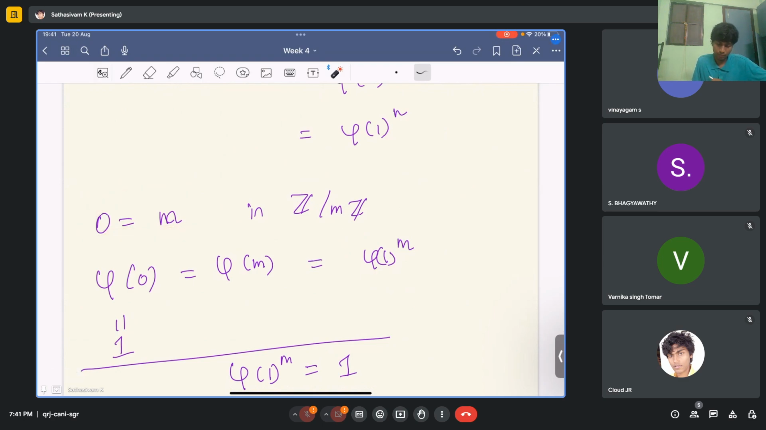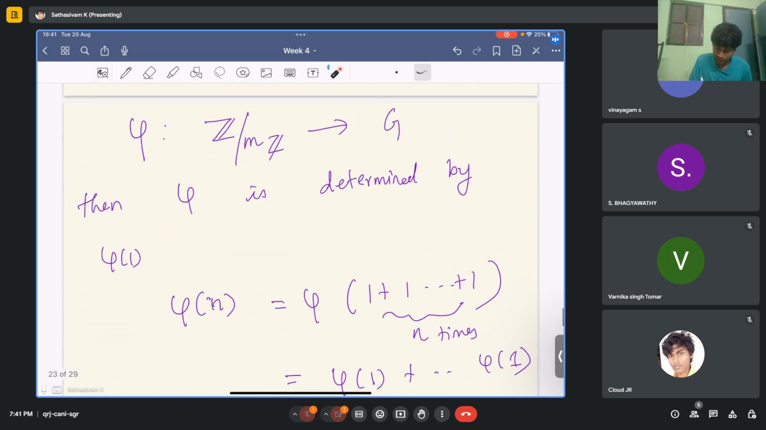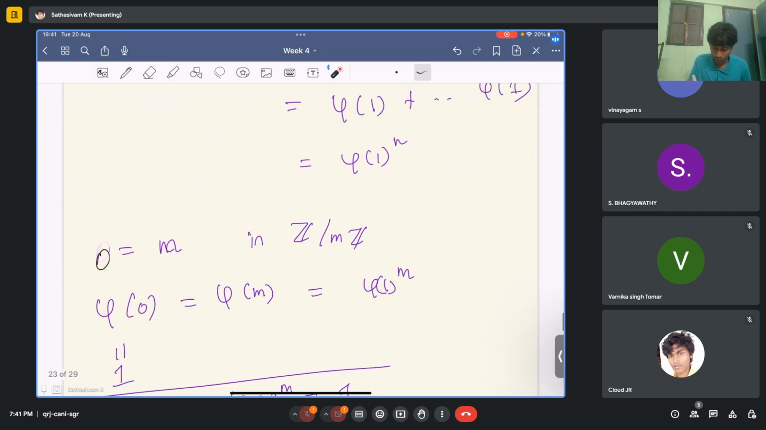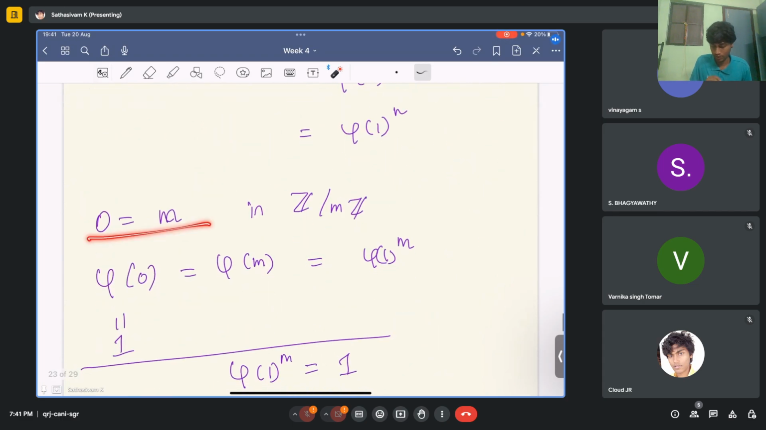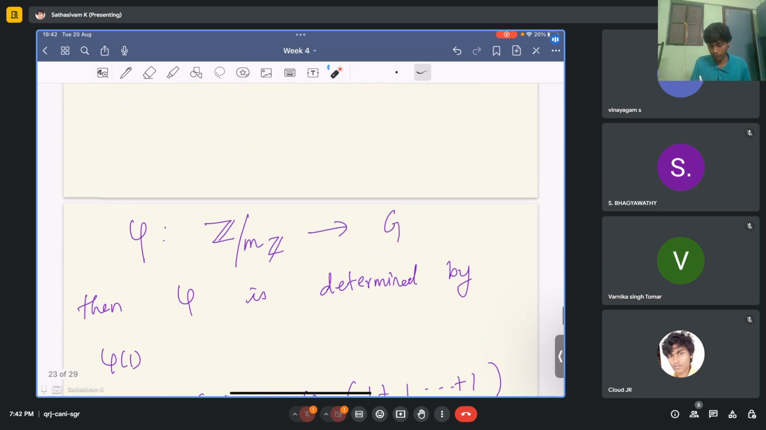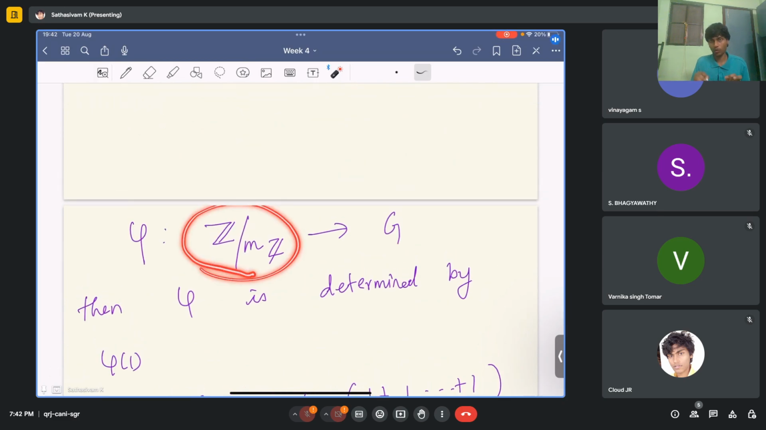Okay, so what we are doing here is basically mapping a generator. You are mapping this generator of this group to any other thing, but we want to make sure that the relation is satisfied. If the relation is satisfied, that gives you a homomorphism. Okay, so here we are doing this for a cyclic group. You can do this in general for any group.